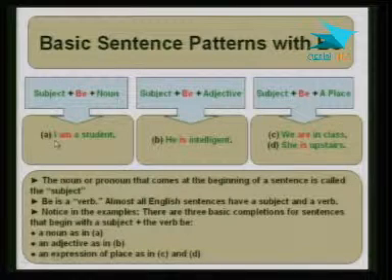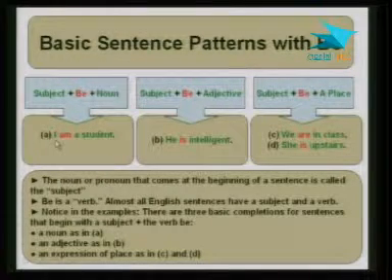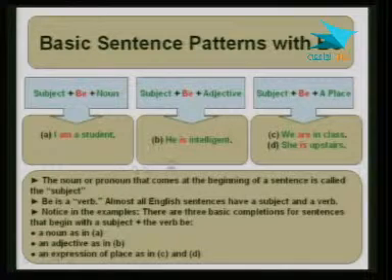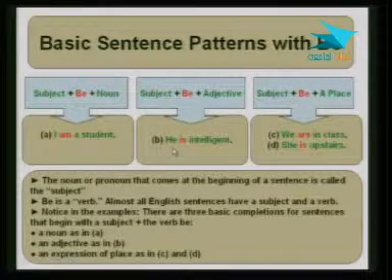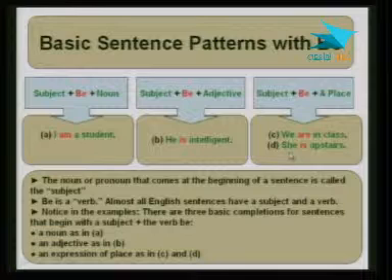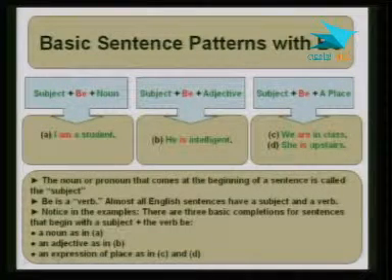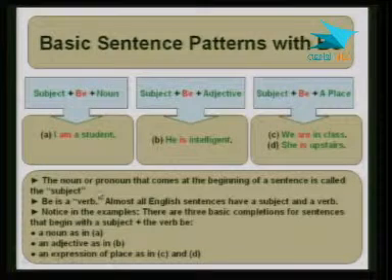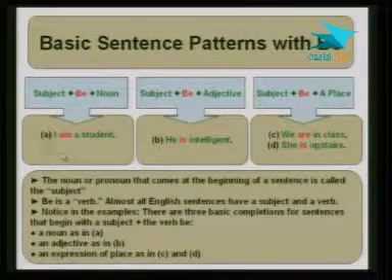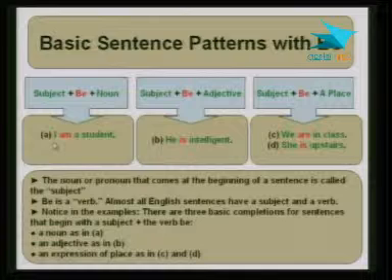So this here comes at the beginning. I comes at the beginning of the sentence. He comes at the beginning of the sentence. We and she also come at the beginning of the sentence, of these two sentences, and they are called subjects. That is a subject. It can be a pronoun or a noun.